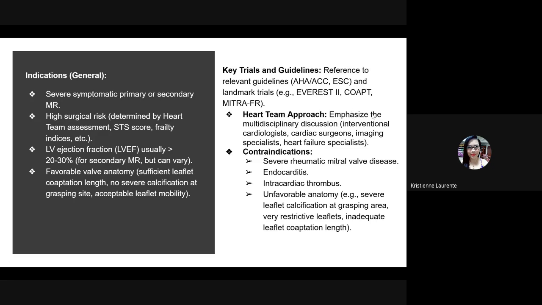So here, the heart team approach emphasizes multidisciplinary discussion. It is not decided by one surgeon or one cardiologist alone, but by a multidisciplinary approach. This procedure is contraindicated for patients with severe rheumatic mitral valve disease, endocarditis, intracardiac thrombus, and unfavorable anatomy, like severe leaflet calcification at the grasping area and very restrictive leaflets, meaning there is no leaflet to clip with the mitral clip.